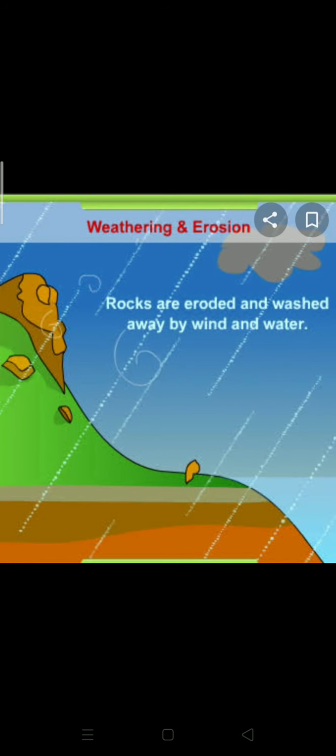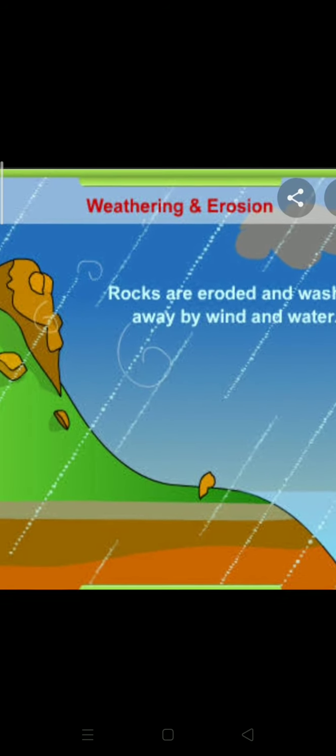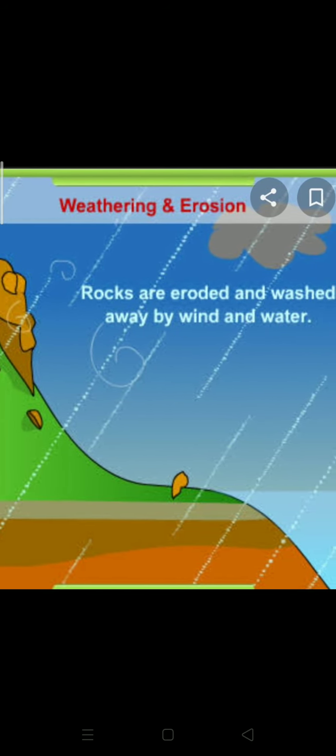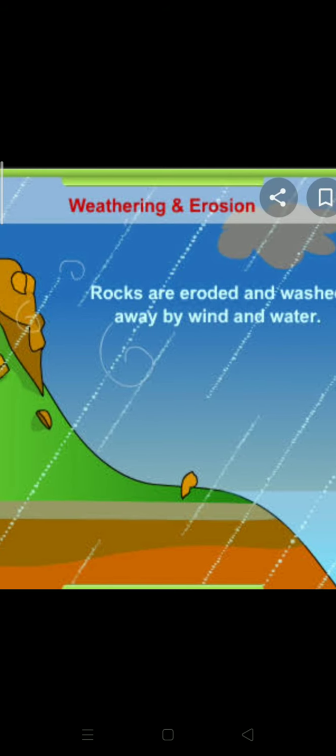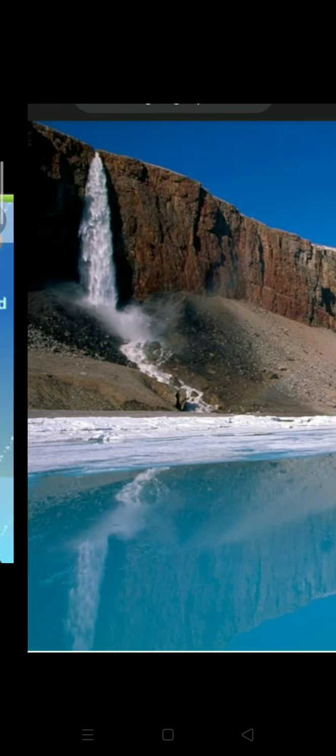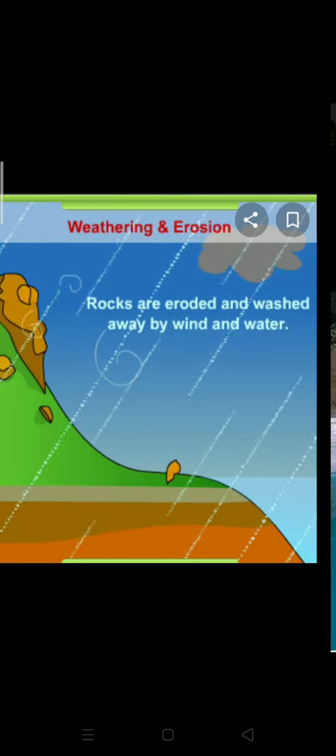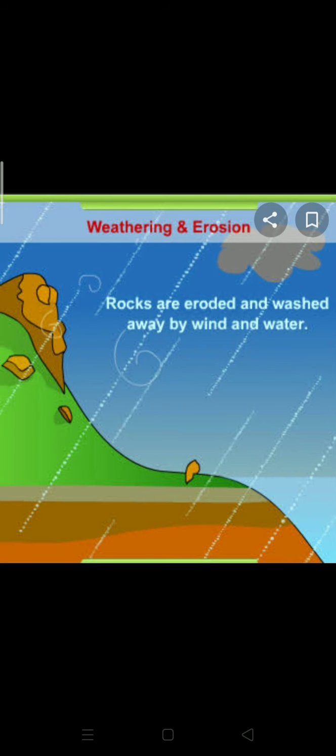Then now see over here, rocks are eroded. Eroded means they are carried away and washed away by wind and water. Because of rainfall and heavy winds, they are carried away to some other place. Now the other place where they settle down, that is called as deposition.